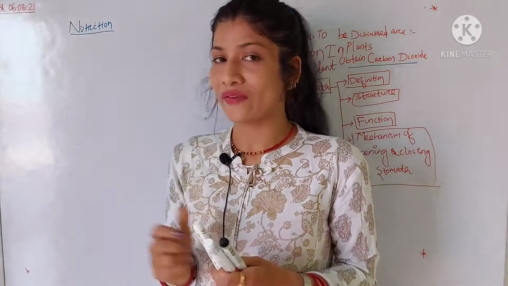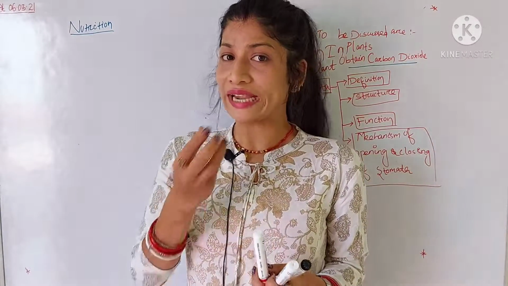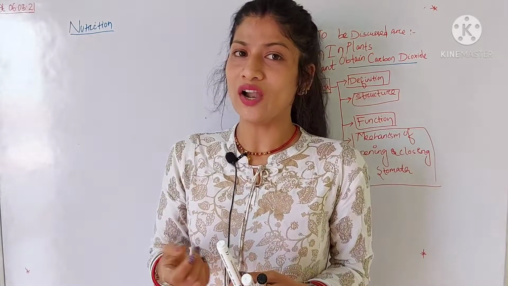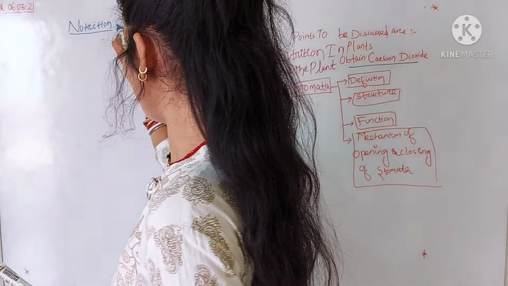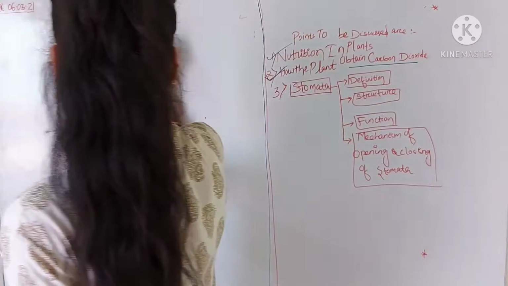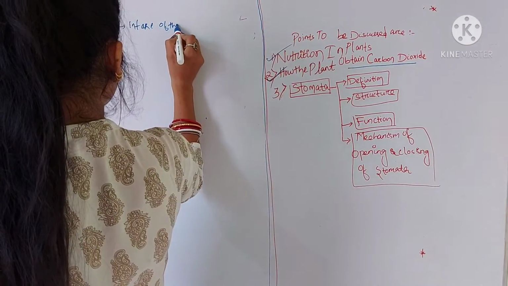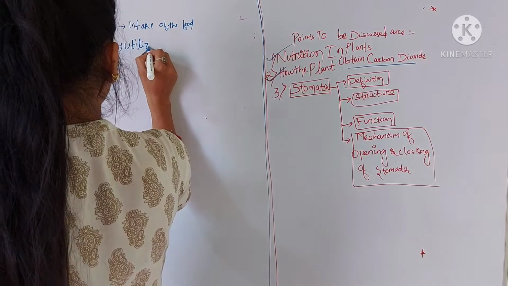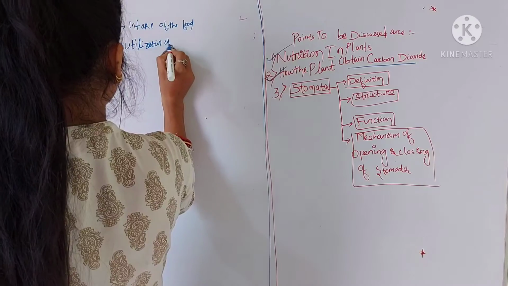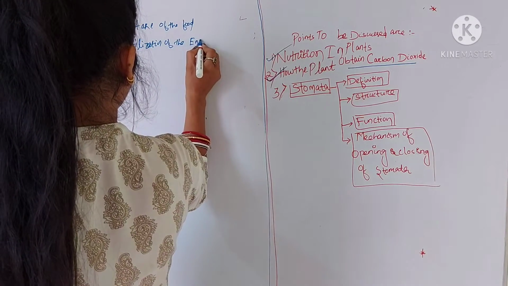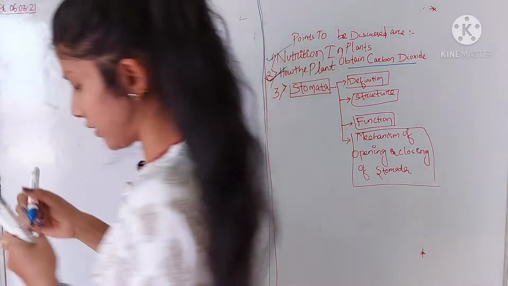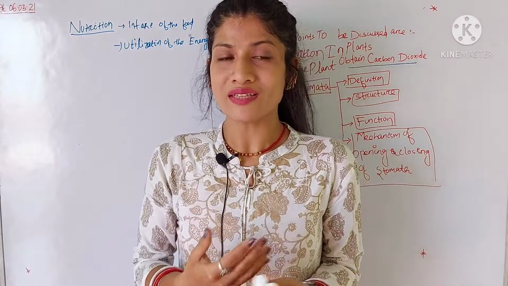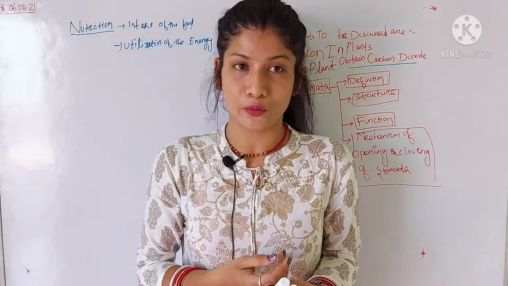So nutrition is the basic life process in which intake of the food and utilization of the energy from the food we call nutrition. Okay, this is nutrition. So nutrition in the plant means how the plant obtain their food.